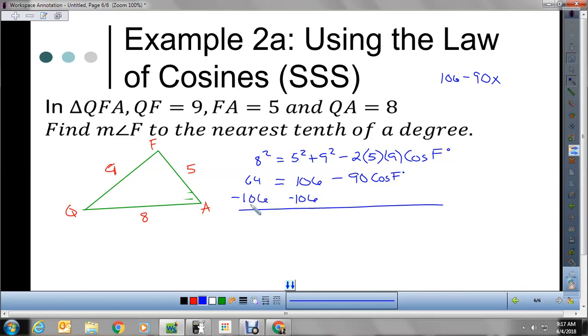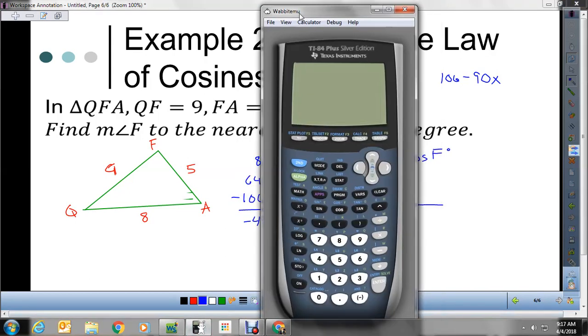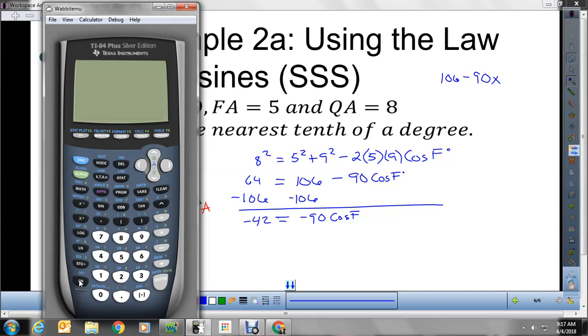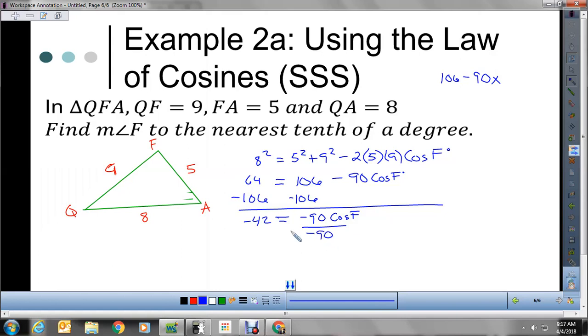Notice as you do this, you're going to get a negative result. So 64 minus 106 is a negative 42, equal to a negative 90 cosine F. Just to make sure you're following along, this is probably the way you will work it as you're working these problems out. You'll start by doing 64 minus 106, which gives us a result of negative 42. So we write this down. Now we're going to divide by a negative 90, so to get rid of this, we divide both sides by a negative 90.